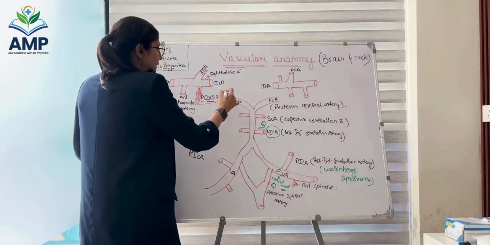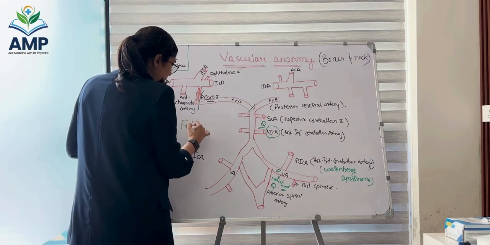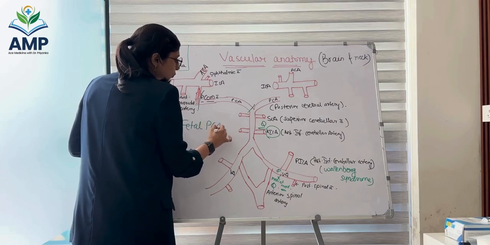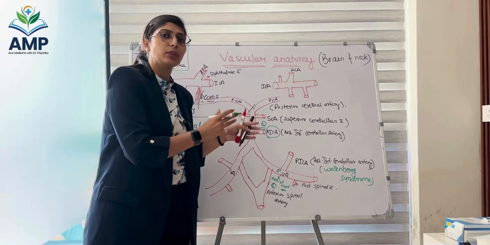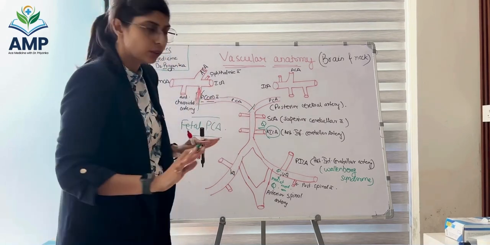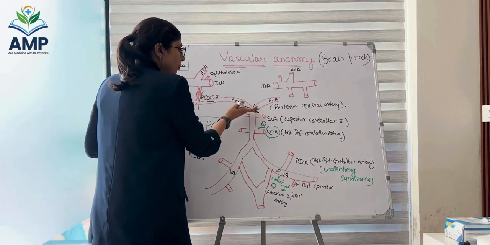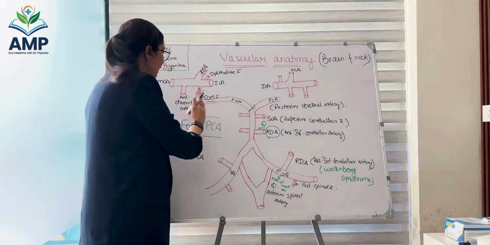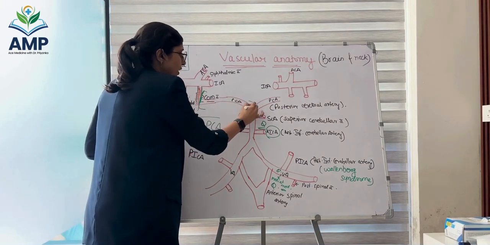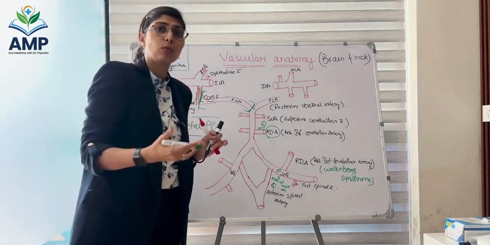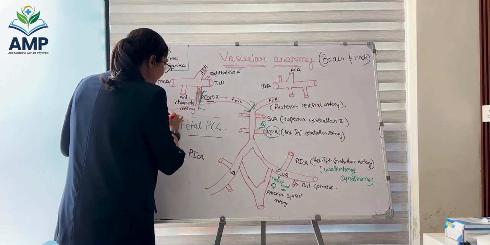So there you go. Then another question that comes in your INI-CET exam is, what is a fetal PCA? They'll give you 4 options and ask which option is correct or which option is wrong. So you need to know the basis behind the fetal PCA, and you'll be able to answer the question. Fetal PCA only means that the portion of PCA that originates from the basilar artery and goes till it meets the PCOM is not able to develop or form. Now what will happen? The PCA continues beyond this, right?